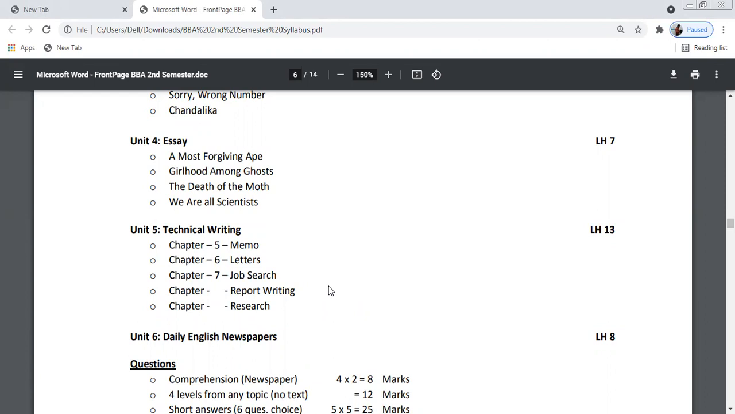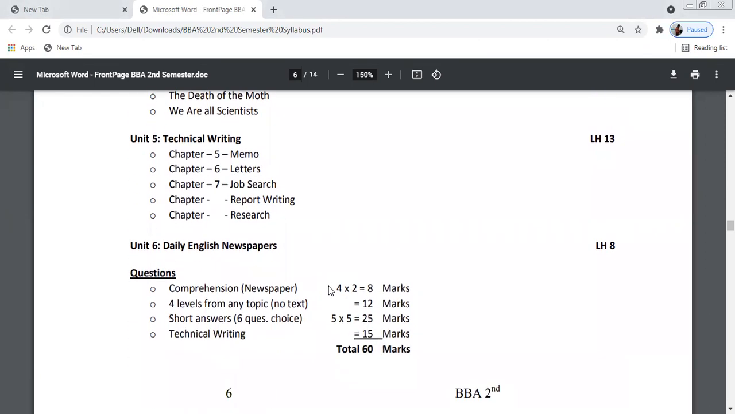And the pattern of the questions that will be asked in the examination is as follows: comprehension will be there, that is 8 marks, and 4 levels from any topic, that is 12 marks, and short answer questions twice, that is 25 marks. And technical writing is 15 marks. Altogether full marks will be 60.